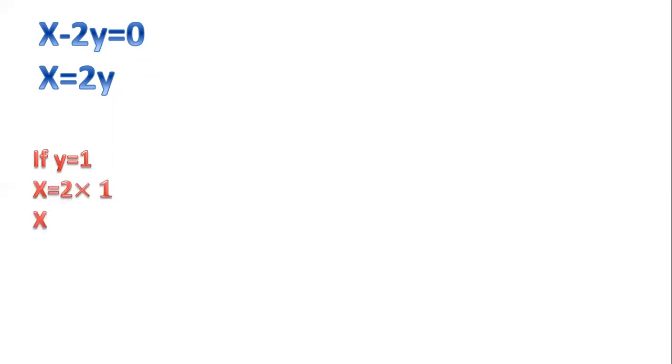Take the equation x minus 2y is equal to 0. Now we have to find two solutions for this equation. Two solutions are enough because to draw the line, 2 points are enough. So let us rewrite this as x is equal to 2y. So let us take the value for y. If y is equal to 1, then x is equal to 2 into 1. That is x is equal to 2.